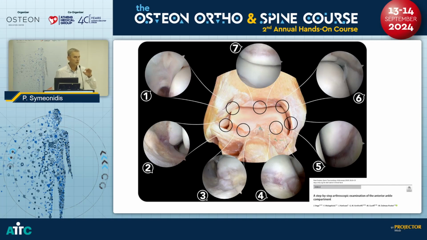What is important is when you have a normal ankle arthroscopy, you should not be able to actually see the anterior aspect of the lateral malleolus. It is covered by the ATFL and the inferior syndesmosis. If you see it, then it does mean that you have an instability.